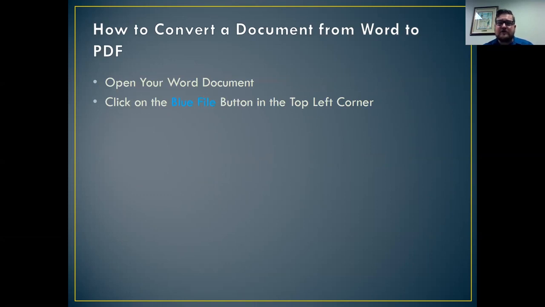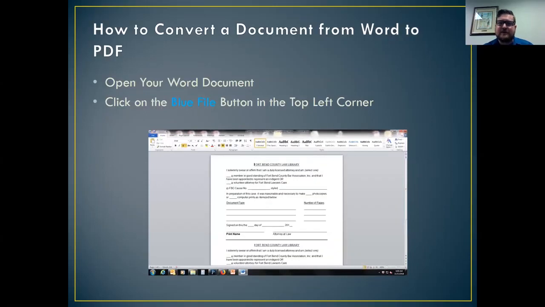But typically you're going to want to open your Word document, and then click on the blue File button in the top left corner. Depending on which version of Word you have, but typically they're blue nowadays. The version I've got open here is Word 2010. That's what we have on our computers here at the Law Library. Even if you have one of the newer versions, I think it's still a blue icon. Regardless, it's the File button. It will still be called File. Okay, so click on the blue File button right there.